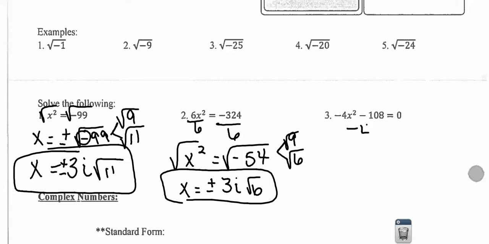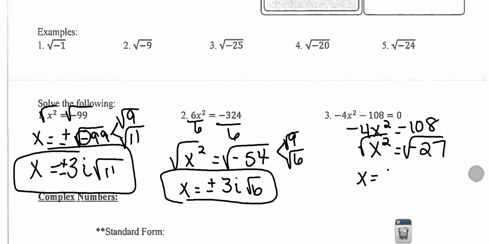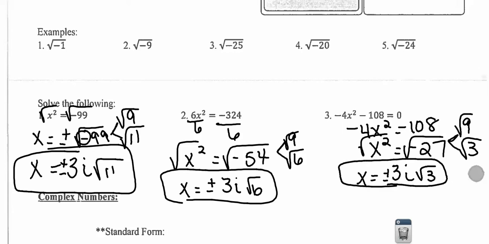So I'm going to first add 108 to both sides. And then I'm going to divide that by 4. So I get x squared equals -27. So now I'm going to square root. So x is going to equal plus or minus. The negative square is going to become imaginary. And then I'm going to break up 27 and say 9 and 3. So it's going to become plus or minus 3i rad 3.